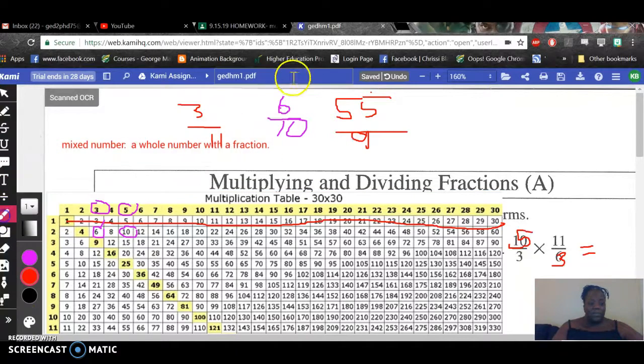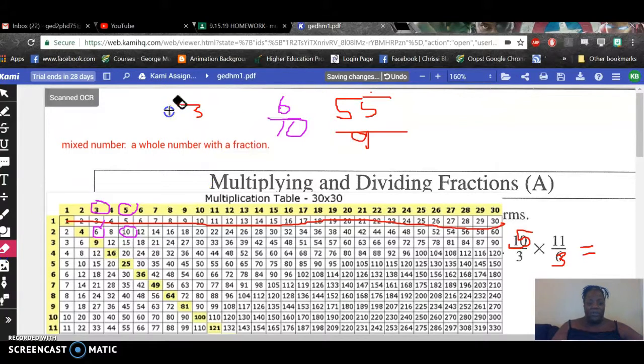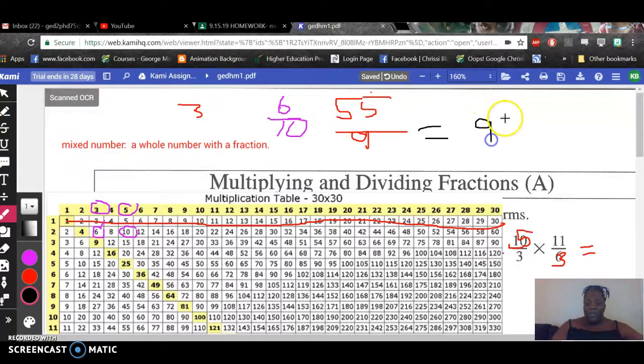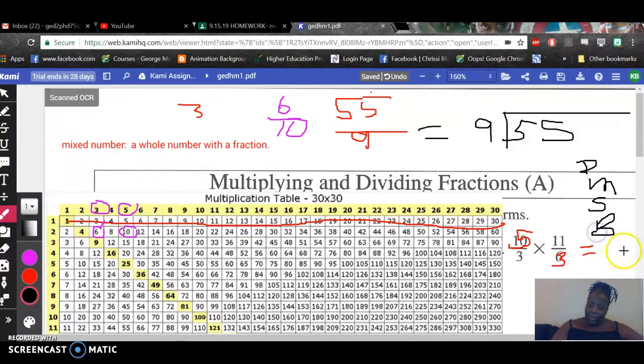Okay, so mixed number: a whole number with a fraction. Let's go ahead and convert this into a mixed number. Here we go. And remember, to do that, we divide. Remember the steps to division, that whole daddy, mommy, sister, brother, relative steps, right? So I'm going to take it one number at a time.